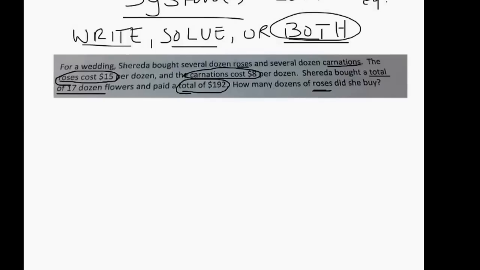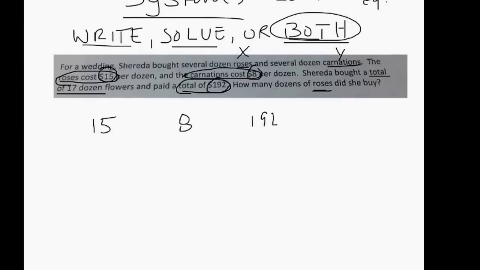Alright, so we need to figure out who's going to be x and who's going to be y, and my strategy is I usually just do whatever comes first will be x. So roses will be x, carnations will be y. Okay. I then like to go and put all of the money together in an equation. So I know that I'm going to have 15, 8, and 192 in an equation. And then I just got to figure out where do the x, y, and the equal sign go.